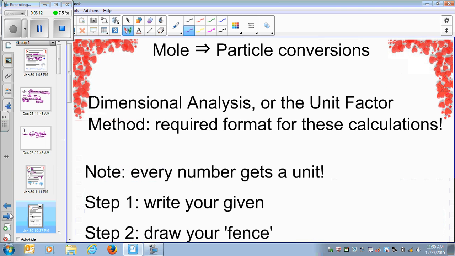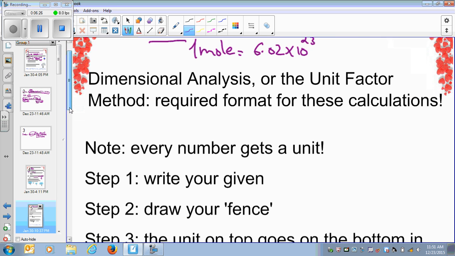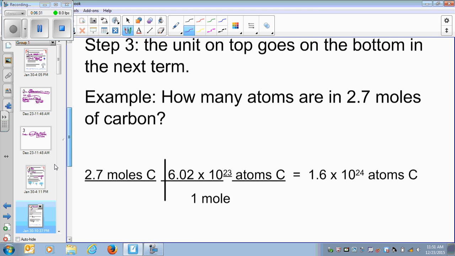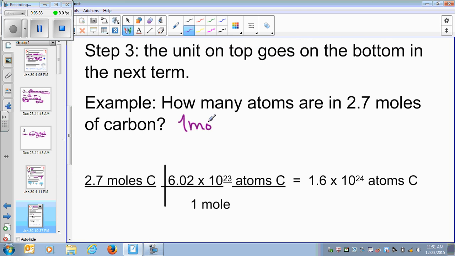Let's move on. So if we understand what a mole is, and 1 mole is equal to that number, and 1 mole is equal to a huge number. Okay, keep this in mind. We are going to calculate a unit factor to use dimensional analysis. Okay, so 1 mole of carbon equals 6.02 times 10 to the 23 atoms, then how many atoms are in 2.7 moles of carbon?